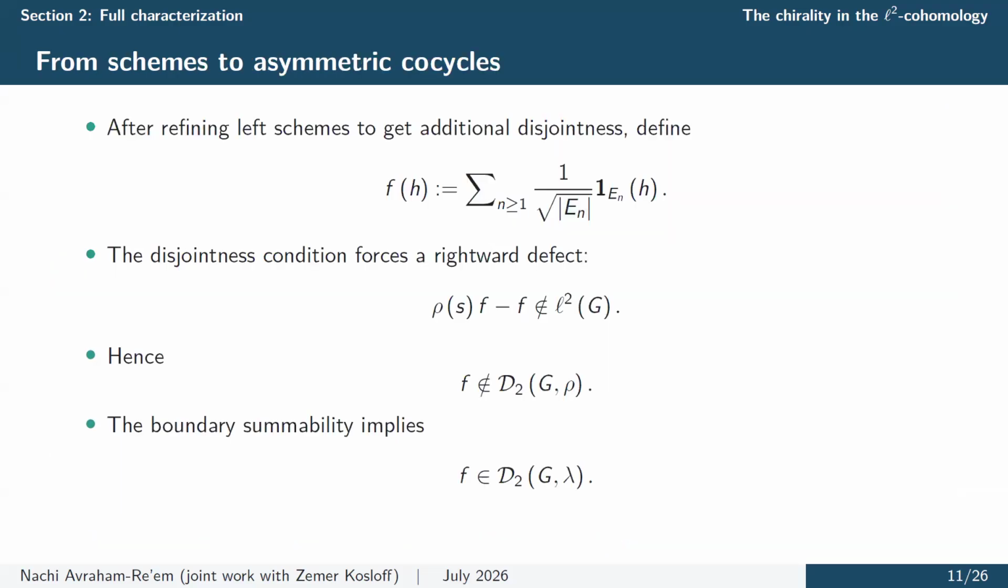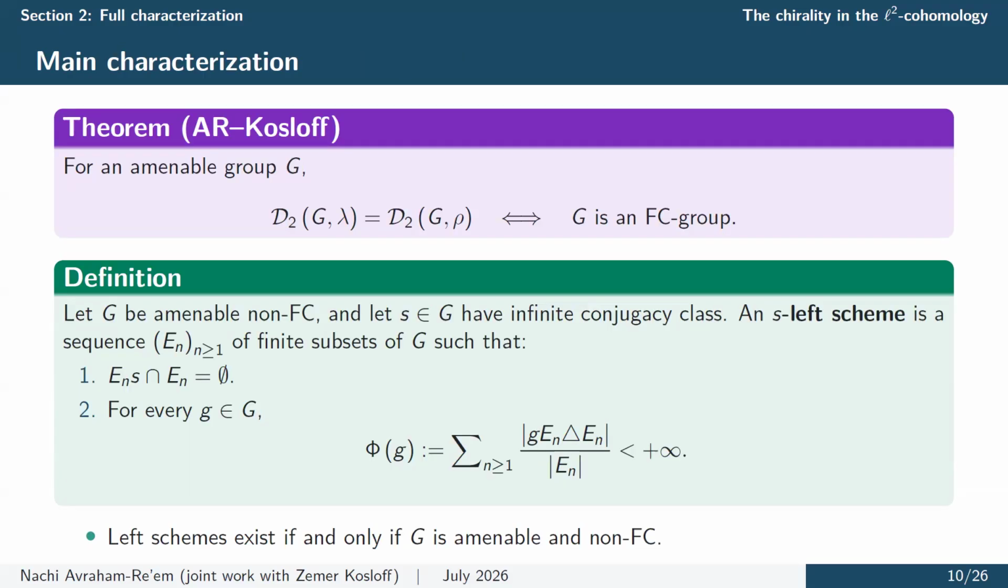So there is some algebra to do here, which is quite annoying, but I think the way to look at this phenomenon is through the notion of left scheme. I think the existence of this scheme tells us something about the Følner geometry of the group. It says that you can find some Følner sequence which behaves very differently from the left and from the right. That's what one needs to cook up an asymmetrical cocycle.